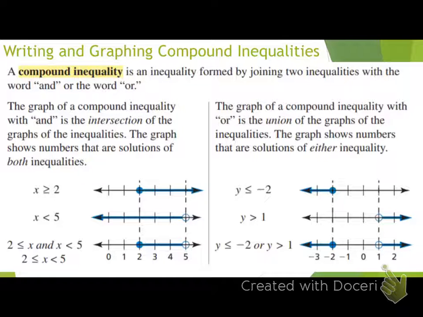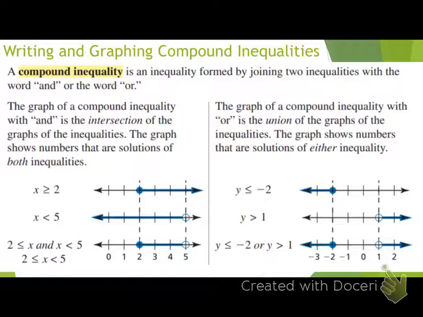Let's talk about and compound inequalities first. It's this left section right here. Okay? The graph of a compound inequality with and is what we call the intersection of the graphs of the inequalities. So it's essentially where the two graphs intersect, where the two graphs are the same. The graph shows numbers that are solutions of both inequalities. So for a number to be a solution of a compound inequality containing and, it must fit both inequalities. Okay? So let's look at this example down here.